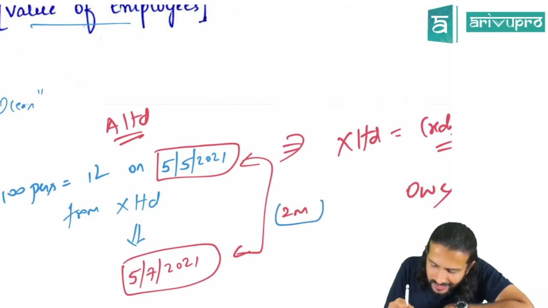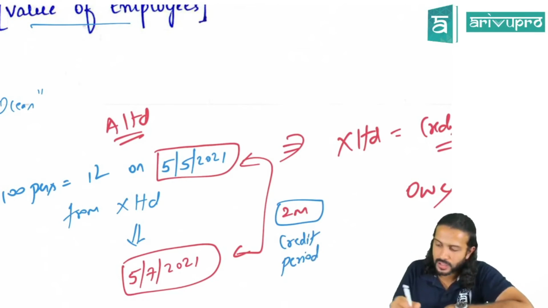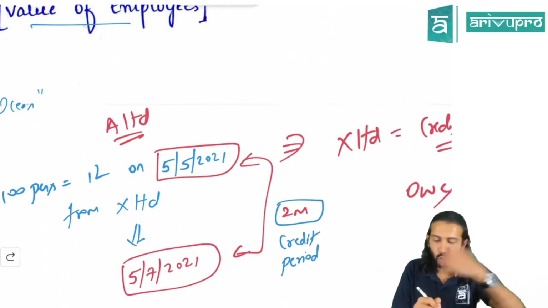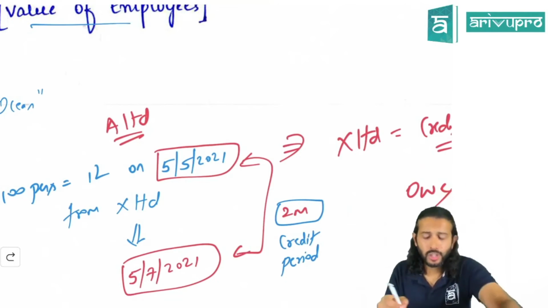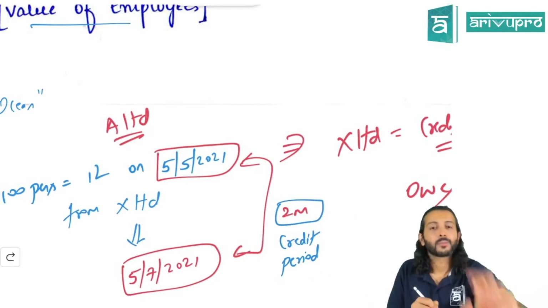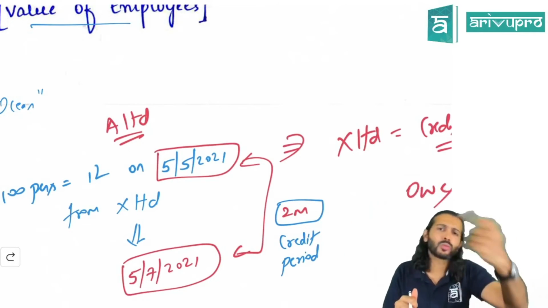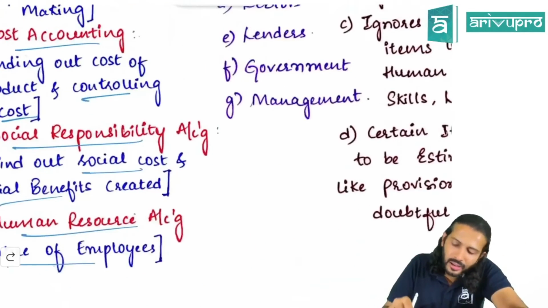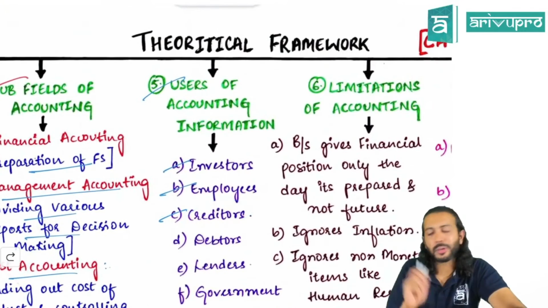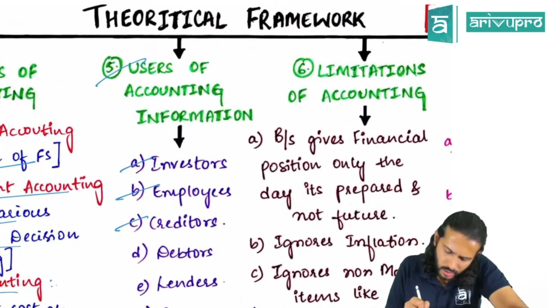Correct. So in deciding this, we call it the credit period. In accounting terminology, we call that delay the credit period. So a creditor can use financial statements or accounting information to find out this period: how much credit I should give to the company, whether 2 months, 3 months, 1 month, 15 days, however much. In deciding this period, a creditor can use accounting information. That's your creditor.